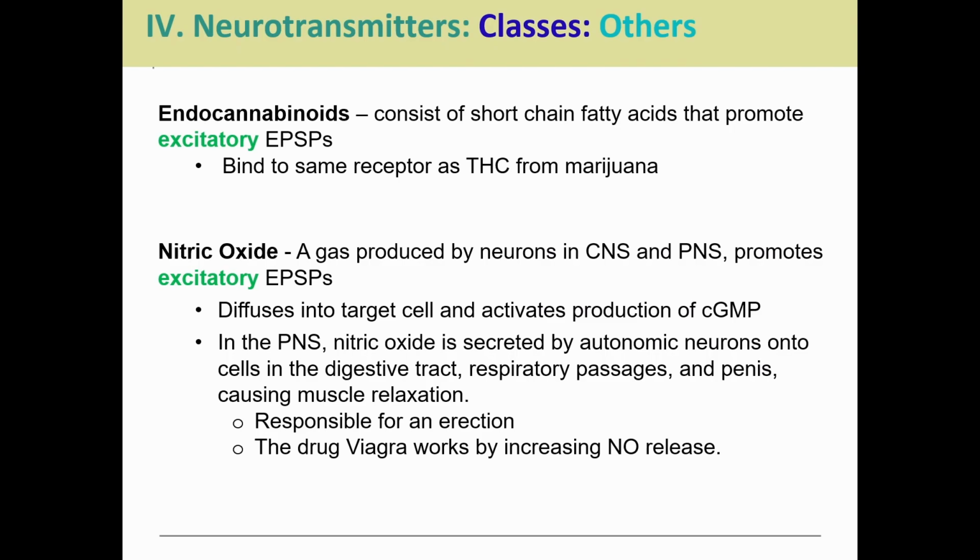Endocannabinoids, these are little fatty acid chains that are excitatory. THC from marijuana actually binds to these same receptors. So you have your natural endocannabinoids, and then of course THC, which is from the marijuana plant.